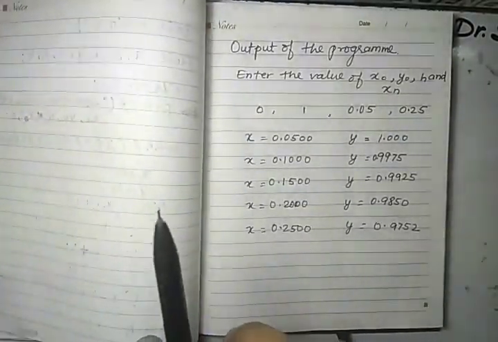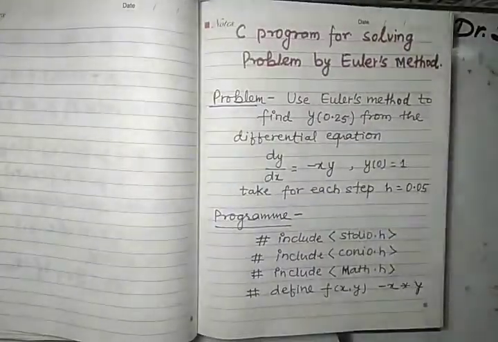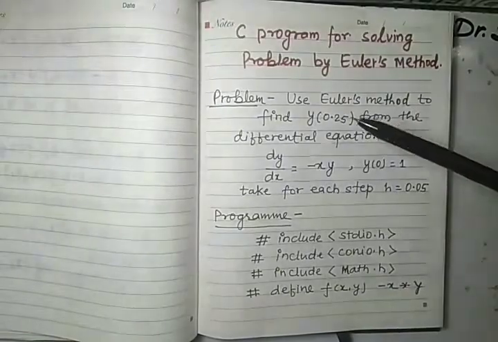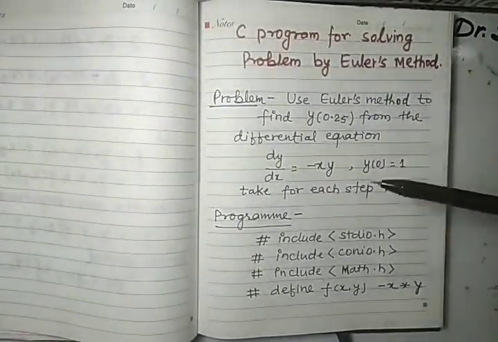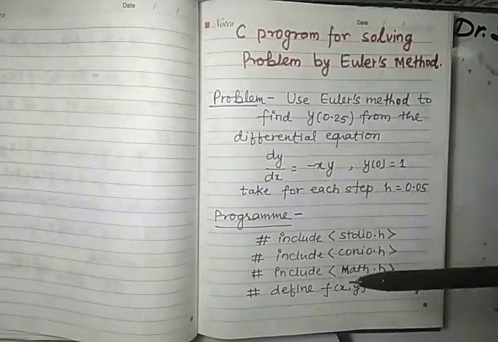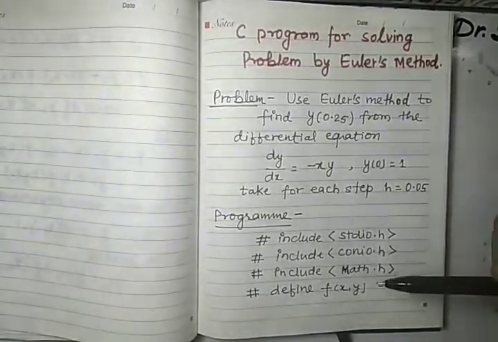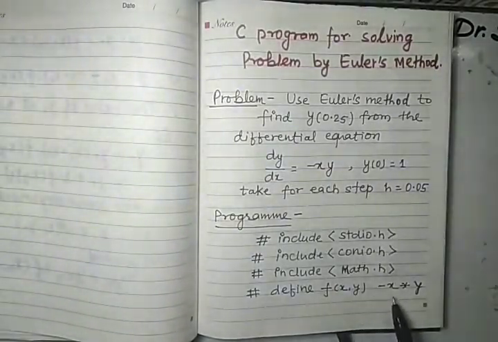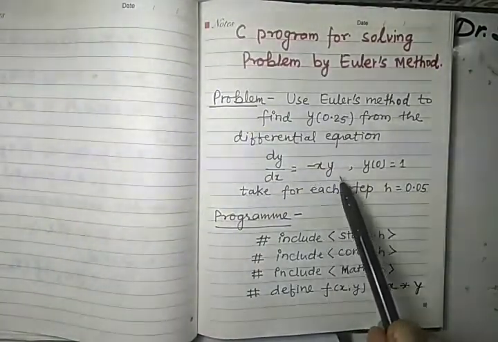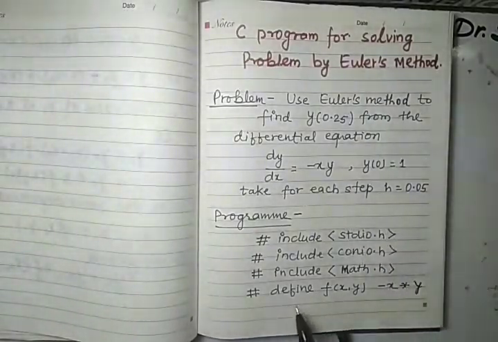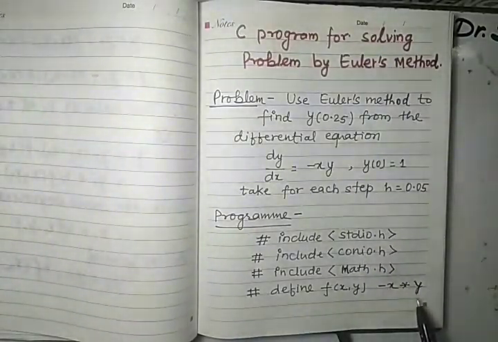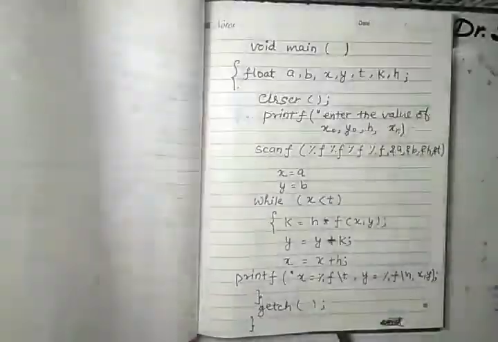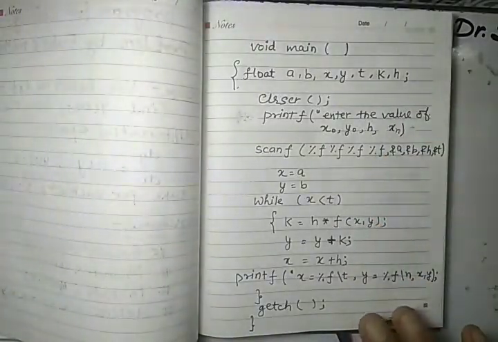So in this program, there are many problems that can be solved by the Euler method, and each time the C program can be written in a very simple manner. We just need to change here, that is define fxy. As fxy changes, accordingly we change this statement only, and the rest of the statements in this program will be the same. There will be no change in it.